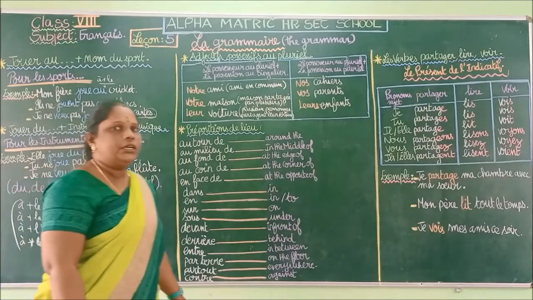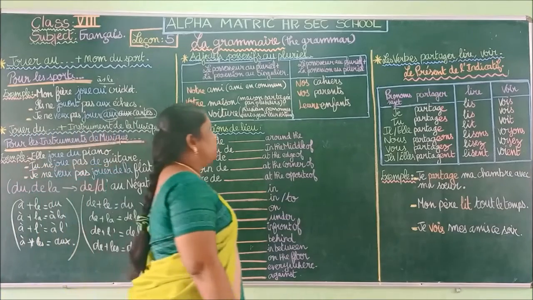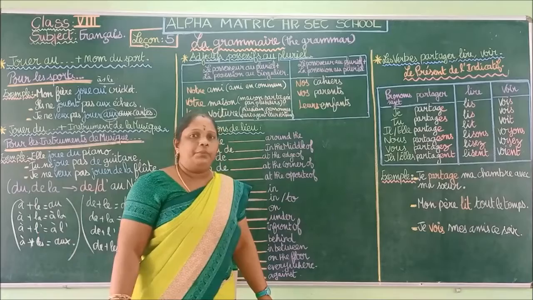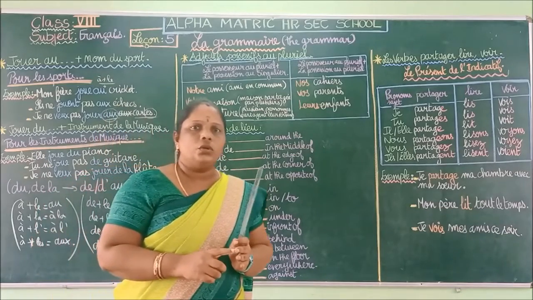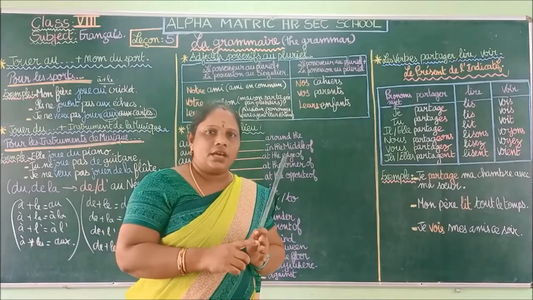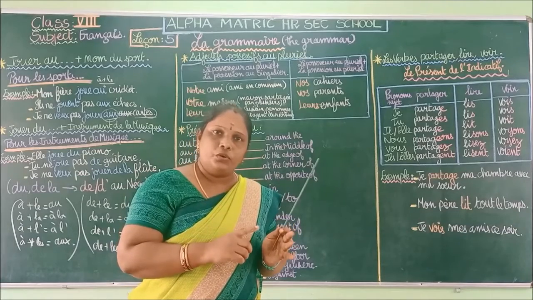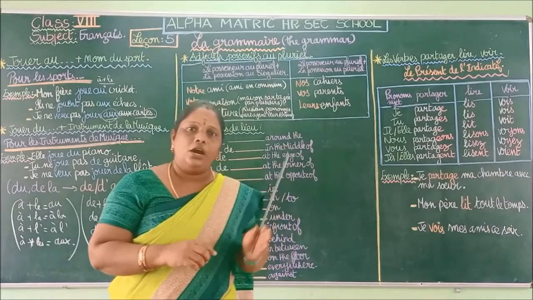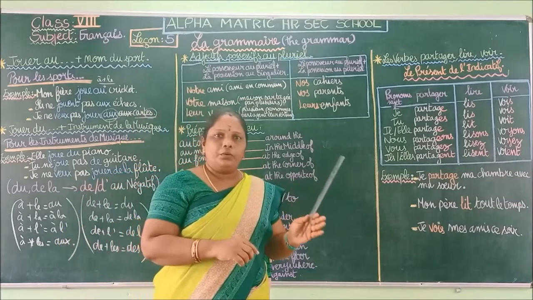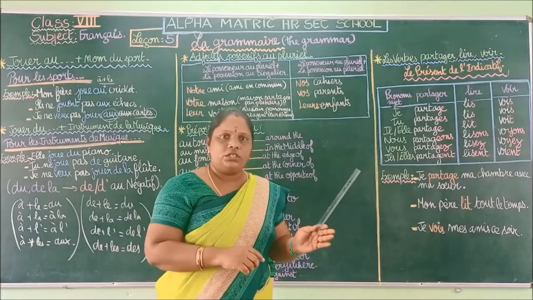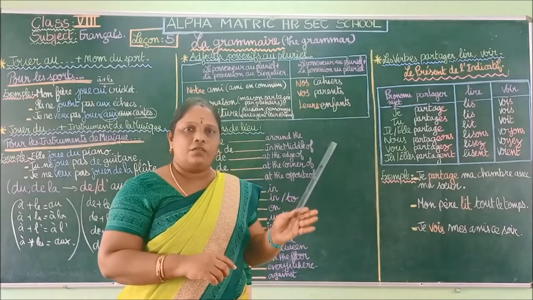We already learned the possessive adjectives, the basics: mon, ton, son, ma, ta, sa. Take your previous book, last year's book. You have a recap of all the adjectives, prepositions, and demonstratives; all these things are at the back of your book.